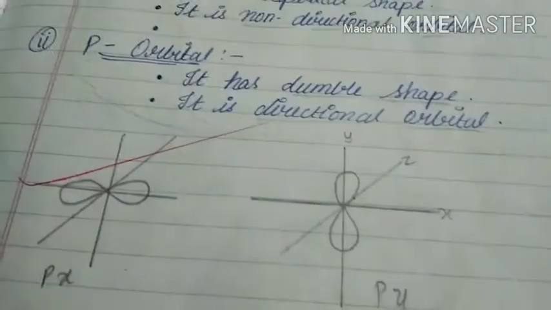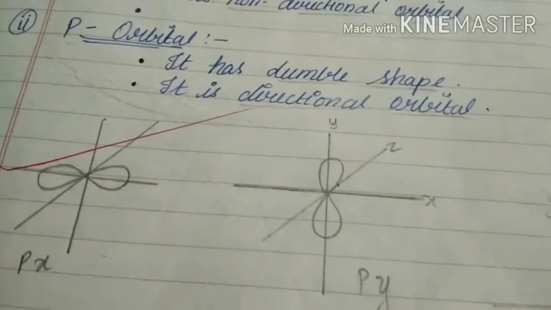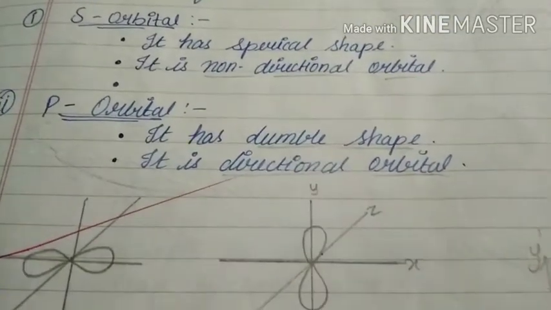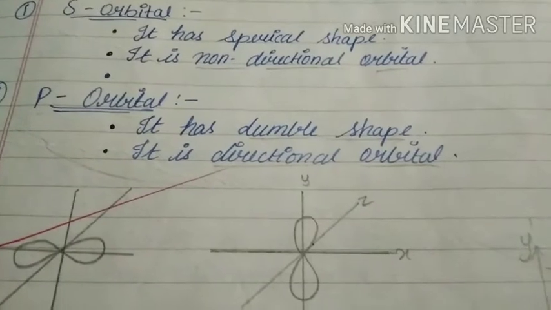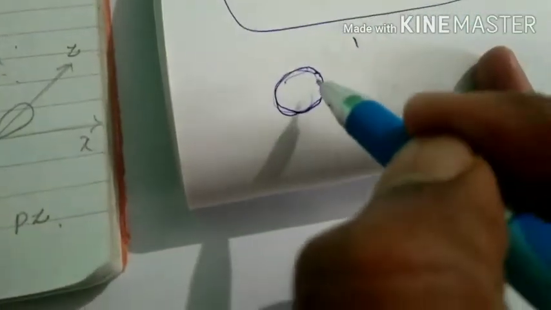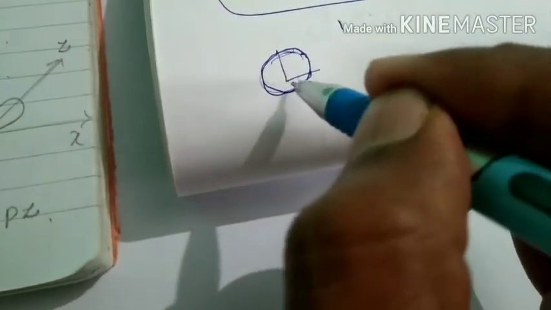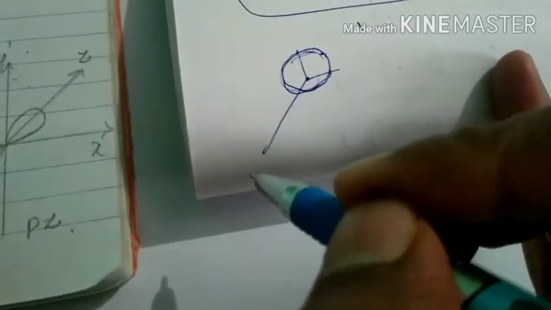Next, it is a non-directional orbital. Non-directional means in that spherical shape, there is no direction. That means electrons revolve around this orbital. That is the meaning of that. In all the directions, in x-axis, y-axis, z-axis. So it has no specific direction.